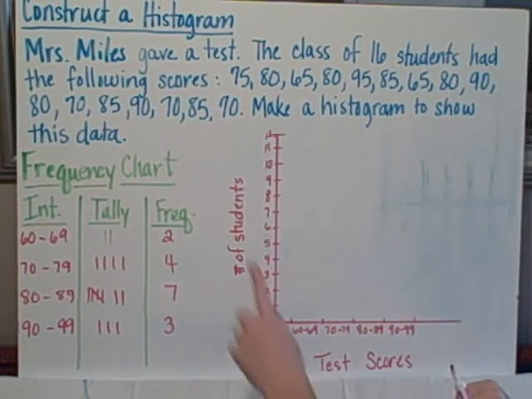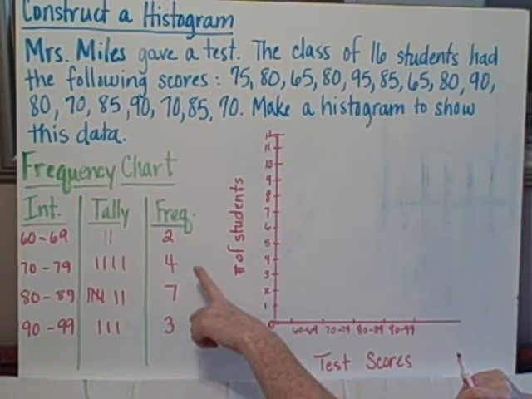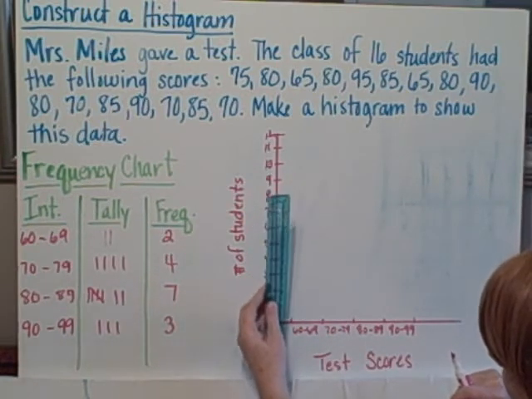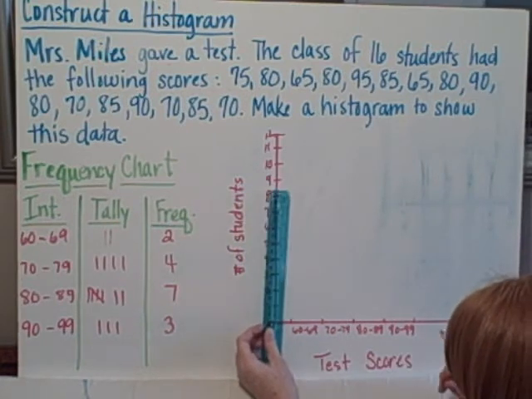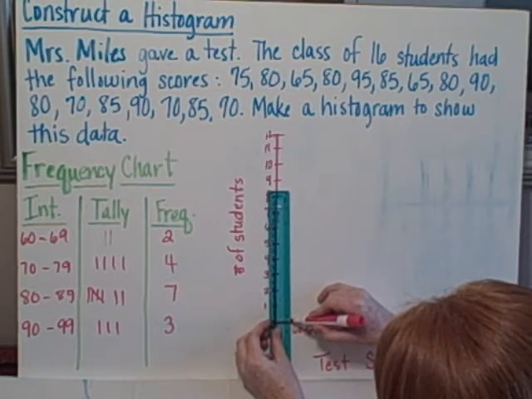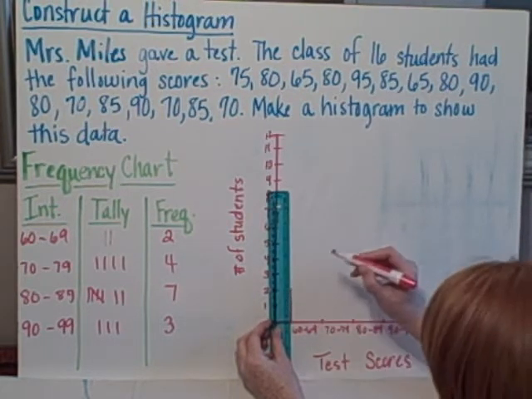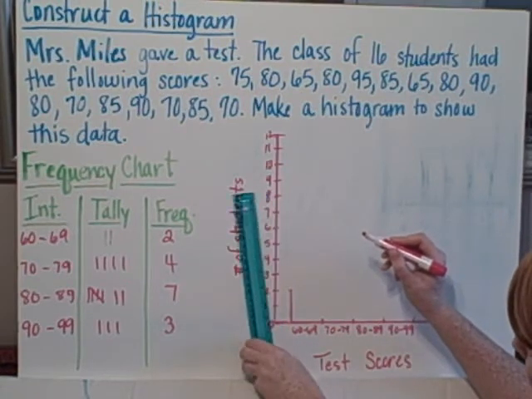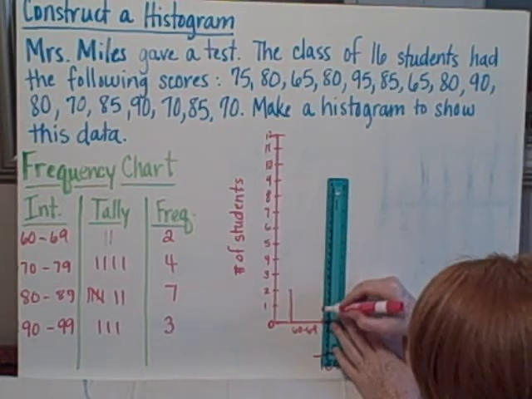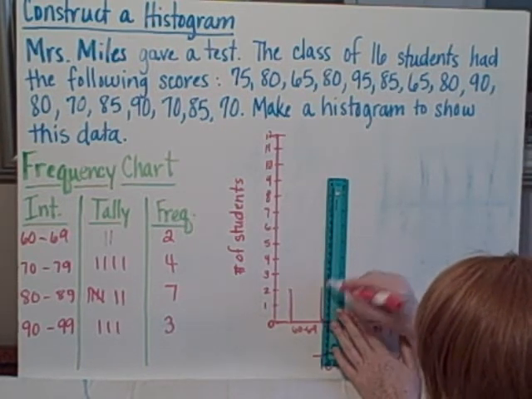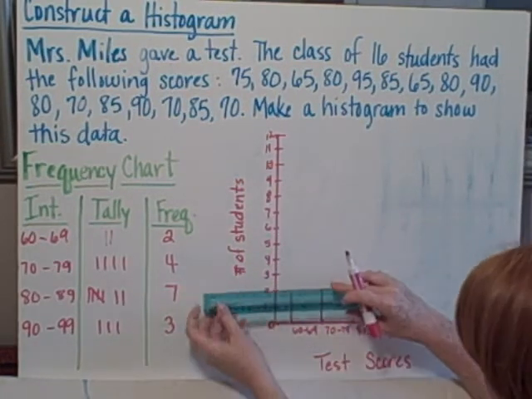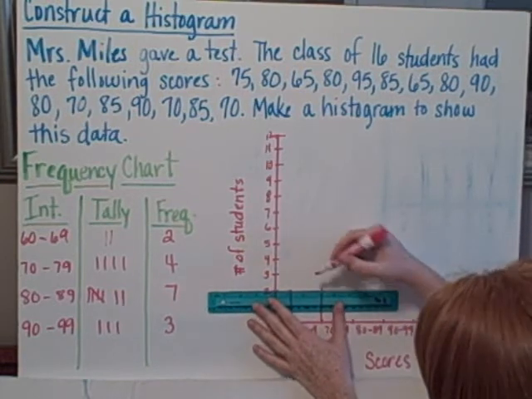Then I'm going to look at my frequency. For 60 to 69, there were 2. So I will take my ruler again, and my line will go up to the number 2. This is going to be a little difficult on a whiteboard, but you'll get the picture. It's going to do the same on the opposite side. And then we would simply draw a line across the top, and we would have our first bar.